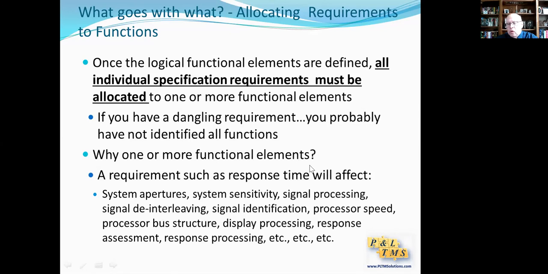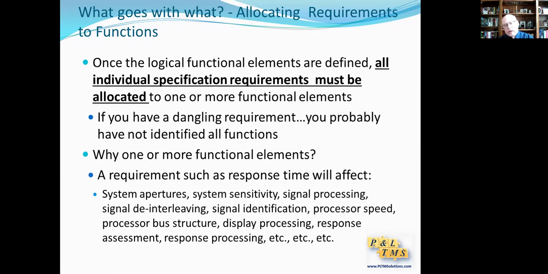And why one or more functional elements? Okay, let's take a system level requirement. In my world, response time, right? We designed a lot of electronic countermeasure systems, which means you had a very critical design requirement from the time the missile's guidance signal got up to the time you had to respond to it, right?